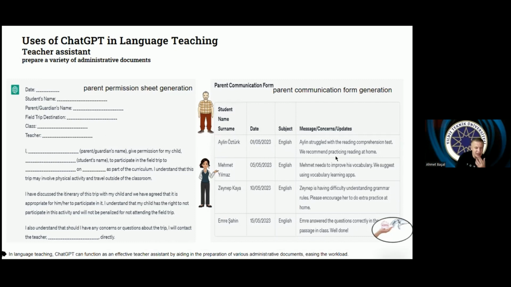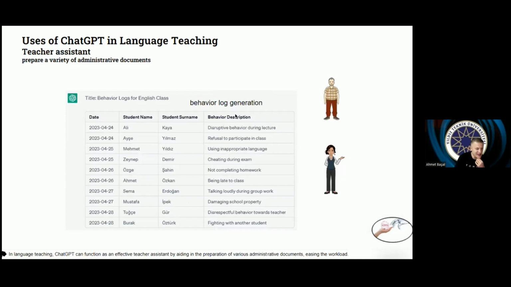Aylin Öztürk. You just jot down some notes about Aylin. Aylin struggled with the reading comprehension test. We recommend practicing reading at home. Or Emre. Emre answered the questions in the passage correctly in class. Well done. Okay, behavior log generation. You can also jot down some notes for your students. Ali Kaya, disruptive behavior during lecture. Mehmet Yıldız, using inappropriate language. So ChatGPT also lightens the burden of your workload.